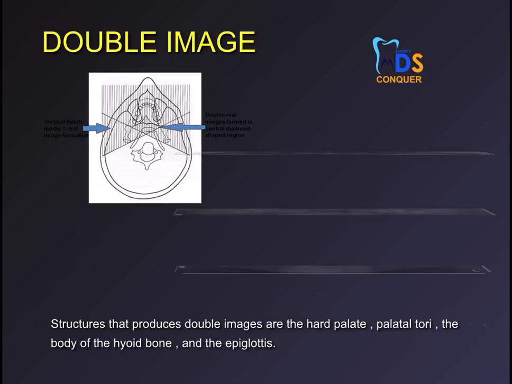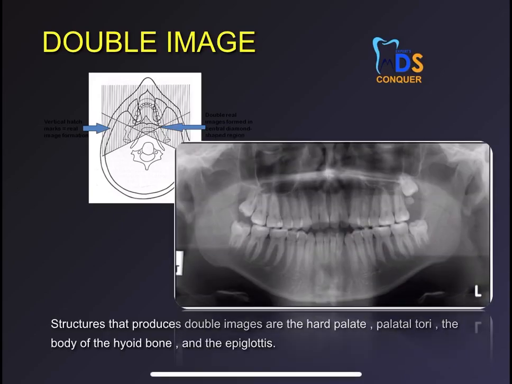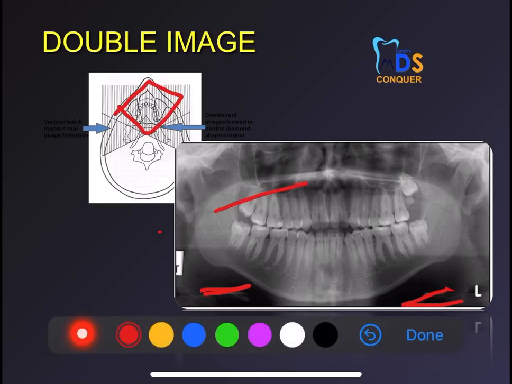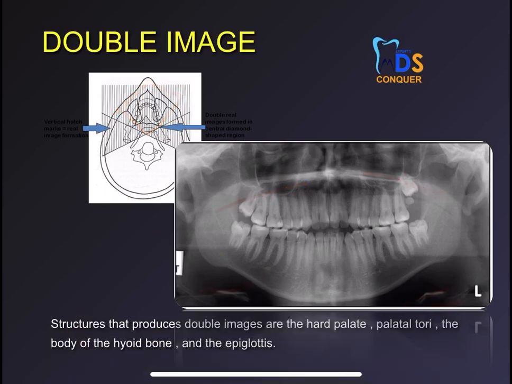Okay. So as you can see, the hyoid bones, there are two hyoid bones, right? And also the hard palate appears to be double, and the epiglottis as well. So that's not seen here clearly, but yes. So these are the structures which are called double images because they appear as double. Though being single, they are seen as double in an OPG image.